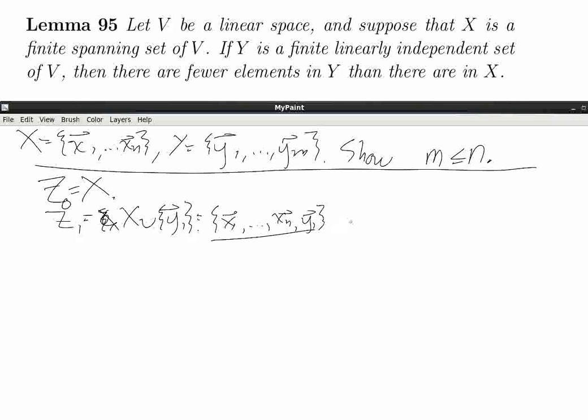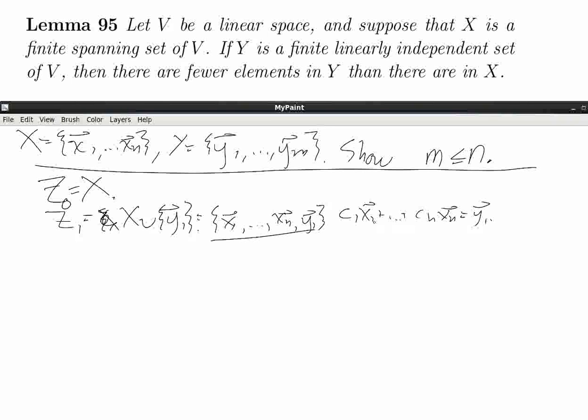This is going to be a linearly dependent set. How do I know that? I know that because X spans. So there's a c1 x1 plus up to cn xn that's equal to y1, because that's what it means to be a spanning set.